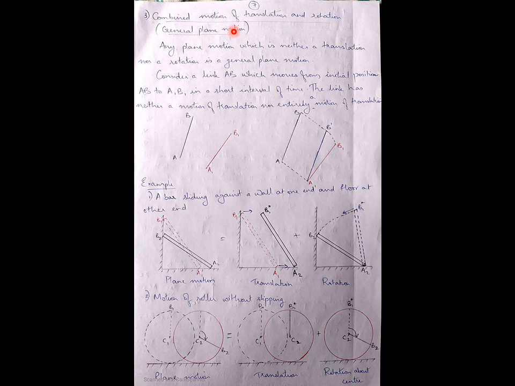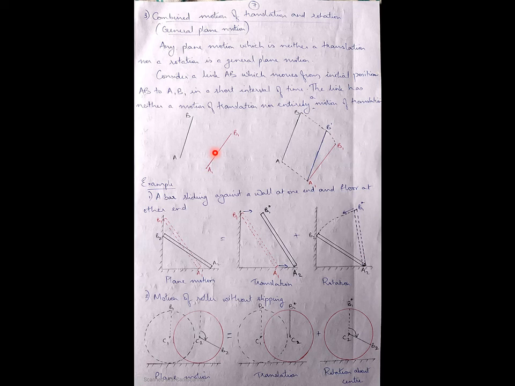So general plane motion means any plane motion which is neither translation nor rotation alone. It is neither translation alone nor rotation alone, then it is general plane motion. It is a combination of translation as well as rotation. Now consider this figure itself. This is a link AB. Link means it may be either a rod or a stick. So consider a link AB which moves from initial position AB to A1 B1.